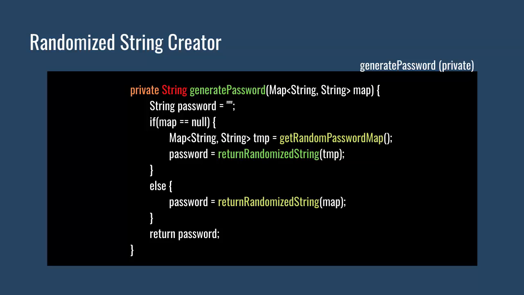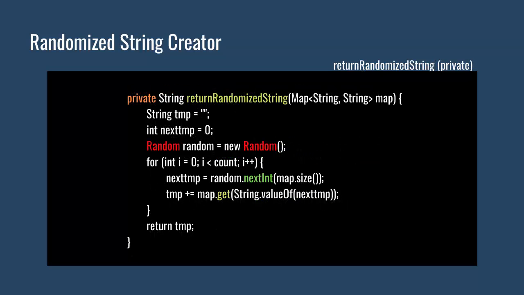The generate password method argument is the hash map. The method just can be used to check if the map is null or not. If the map is null, the method creates a new hash map that puts the data, but if not, the getRandomizedString method starts the process to create a randomized string using the hash map.